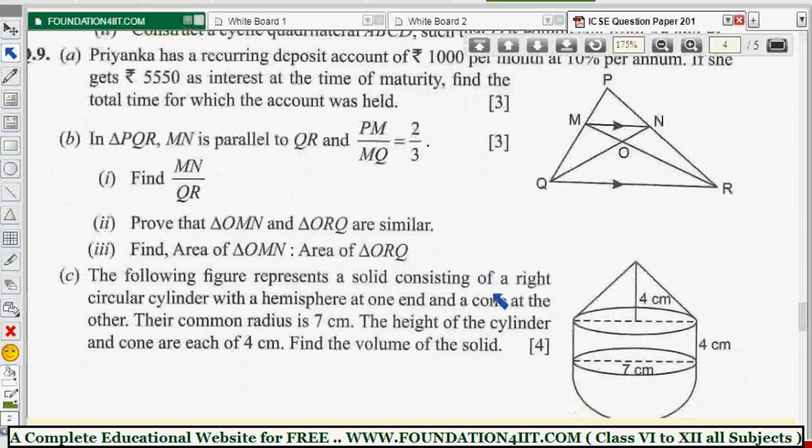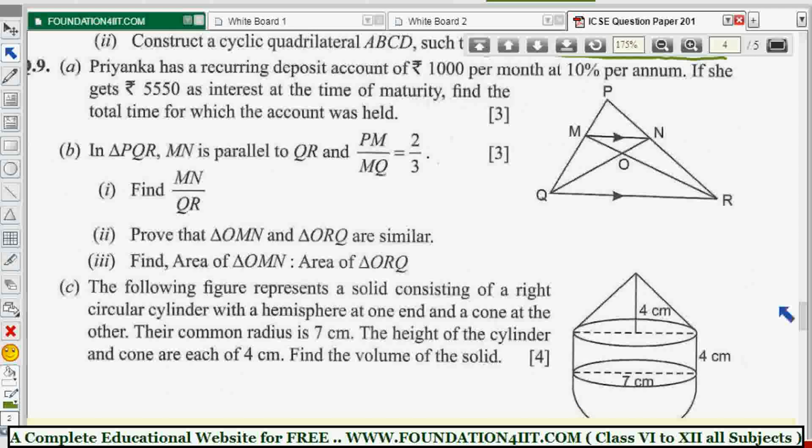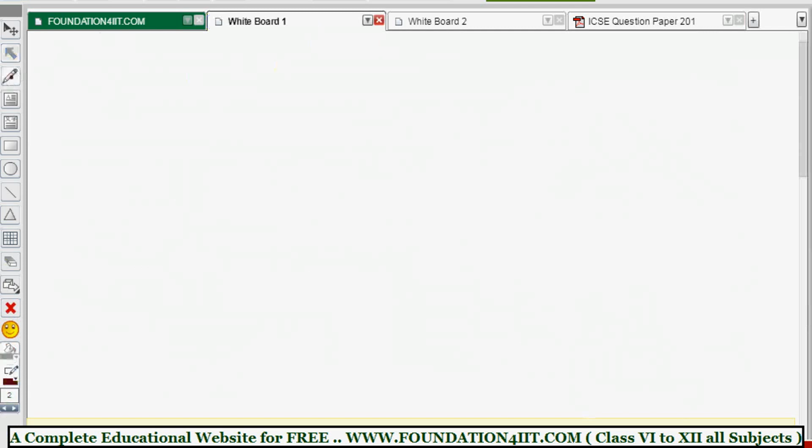Now in this paper we will see question number 9 and its problems. In question number 9, the first one is a banking topic. Priyanka has a recurring deposit account of 1000 rupees per month at 10% per annum. If she gets 5550 as interest at the time of maturity, we need to find the total time. Okay, let's take the given data.